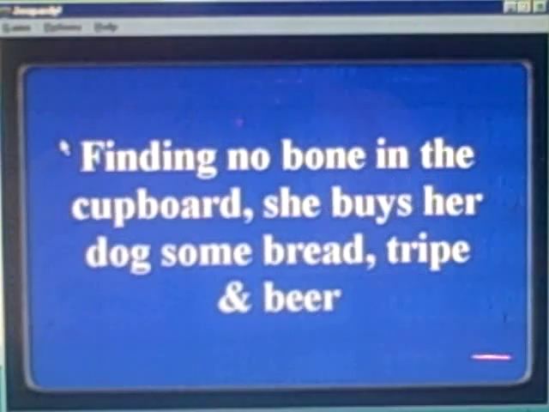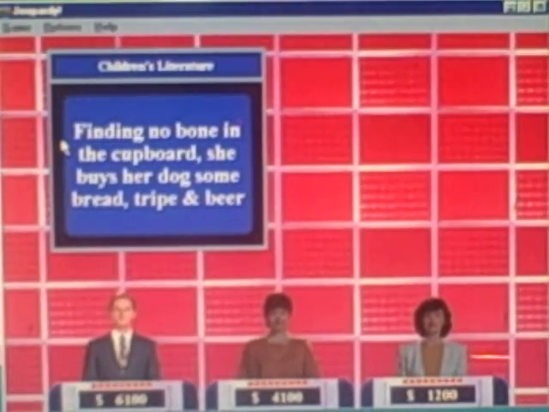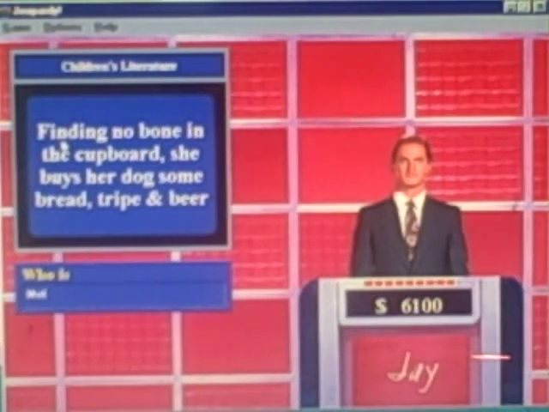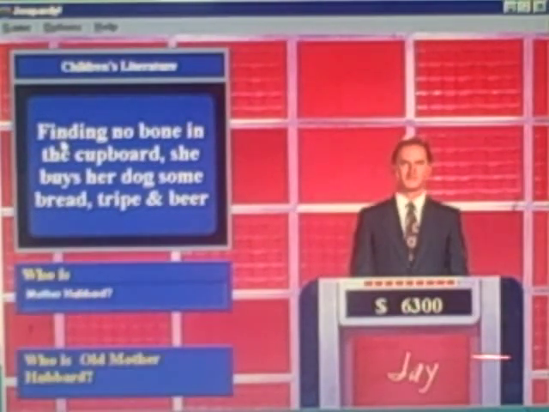Children's Literature 200. Contestant number 1. Finding no bone in the cupboard, she buys her dog some bread, tripe, and beer. Who is Mother Hubbard? You are correct.